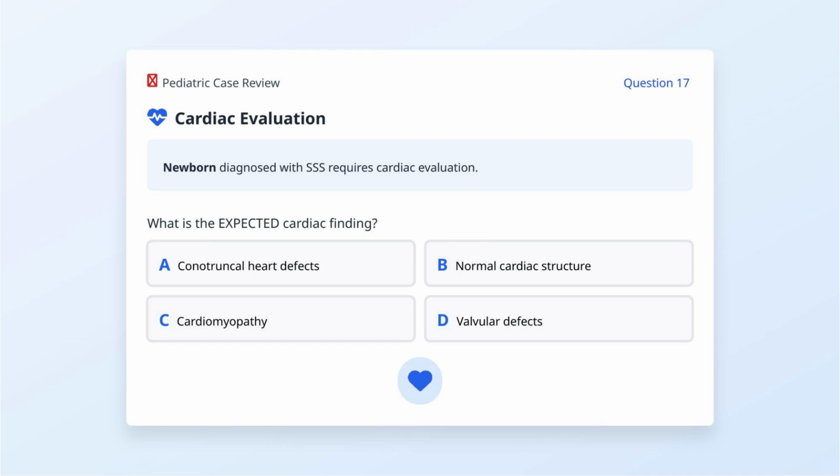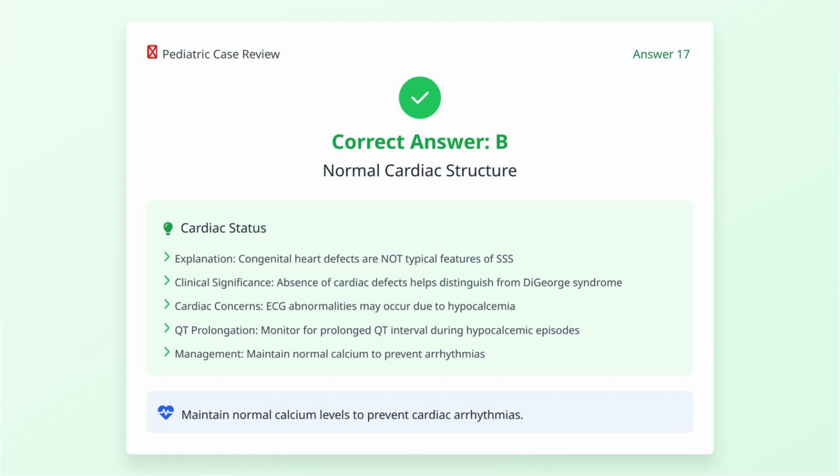Option B, normal cardiac structure. Option C, cardiomyopathy. Option D, valvular defects. Consider the typical systemic involvement pattern in this syndrome. The correct answer is B, normal cardiac structure.